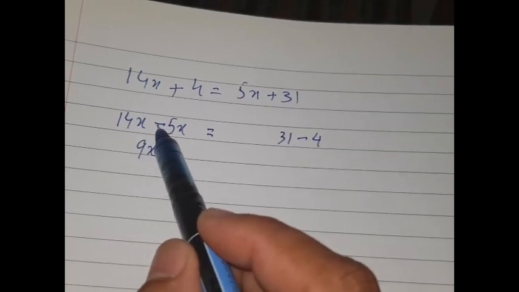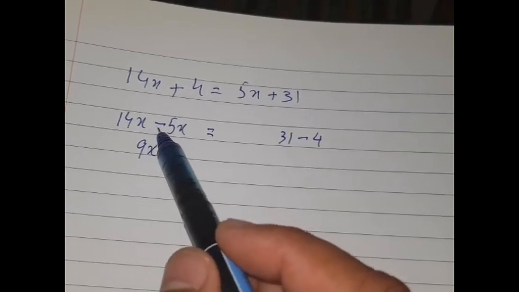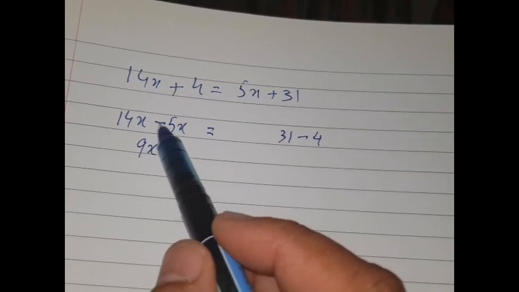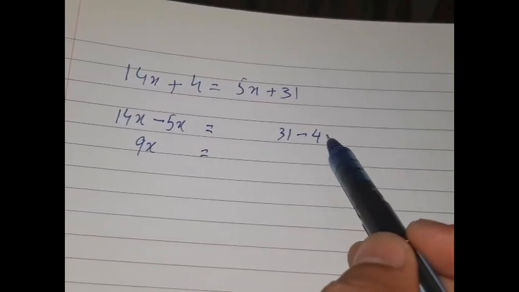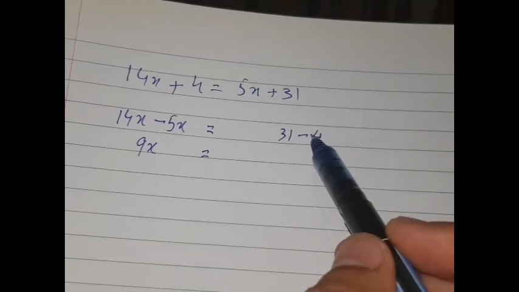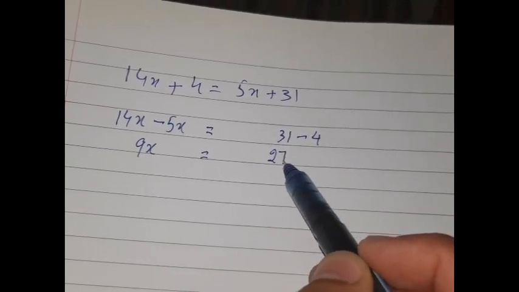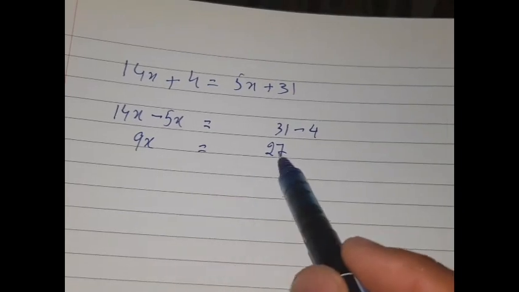Okay, so 14x minus 4x makes what? It makes 10. So let me minus one more, because I did just 4 minus first. So 9x is equals to 31 minus 4. So 31 minus 1 is 30. 30 minus 3 is 27. Now I have what? I have 9x is equals to 27.